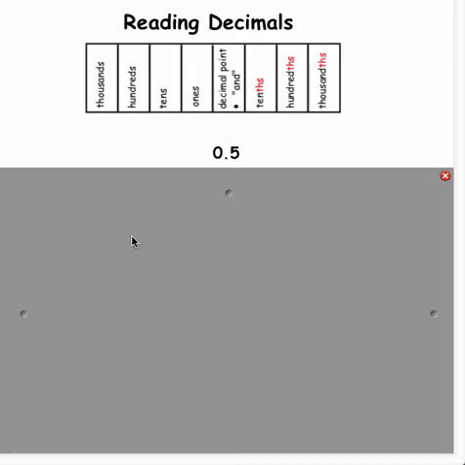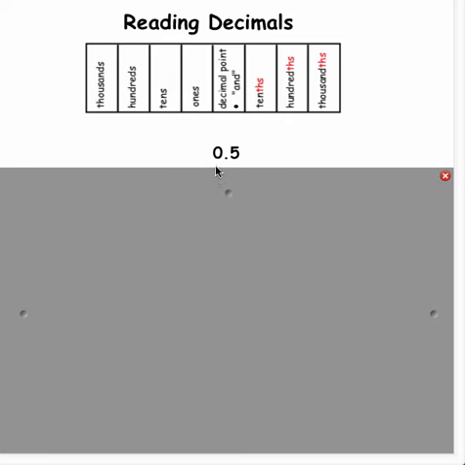Let's try something a little bit different now. We're going to try reading some decimals. Notice up at the top of your screen, you will see that there is a decimal place value chart, and it has thousandths, hundredths, tenths. Then we have our decimal and the word and, ones, tens, hundreds, and thousands. This is going to help us read decimals.